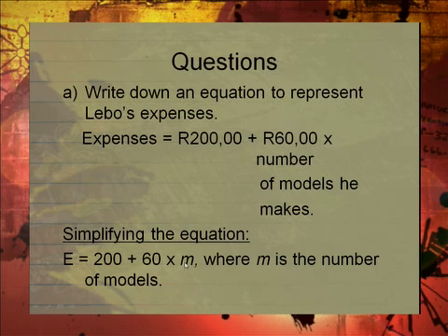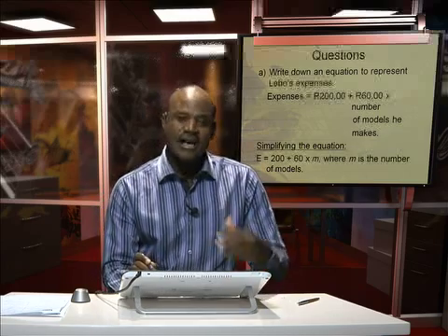Just write your equation like this, and you need to elaborate further. What does this m represent? The m represents the number of models. You put your formula in this way. Now you created the equation. Perfect. This is your equation that works for this scenario. Let's look at other stuff. This is money, so you may get it right quickly.